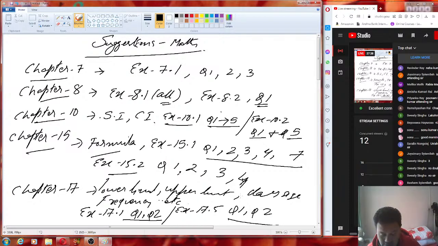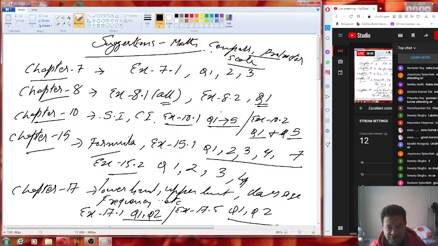So that's why remember, boys and girls, when you come for the maths exam, be prepared with your instrument box. Your compass should be there and your protractor, and your scale, all those rulers, pencil, everything, because in the pie chart you have to draw a circle, you remember. So these are the suggestions for your maths.